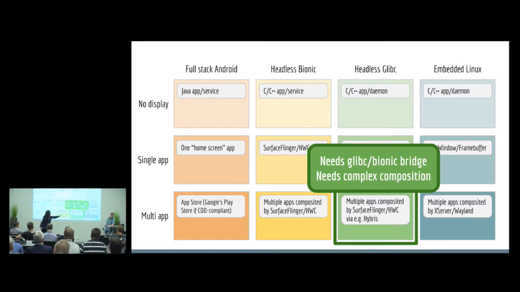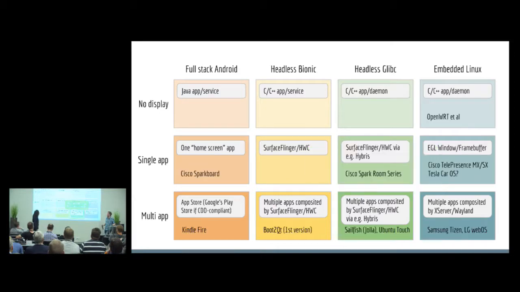And on the far right there, that's a traditional embedded Linux device with an X server or Wayland or something like that. And in this bottom space with multiple apps, on the left-hand side, of course, this is your regular Android phone or tablet, but you also have devices like the Kindle Fire, which runs a full-stack Android. It doesn't necessarily look like a full-stack Android because it doesn't come with a Google Play Store, it comes with Amazon's own store. In the headless Bionic case, there aren't really any players these days.